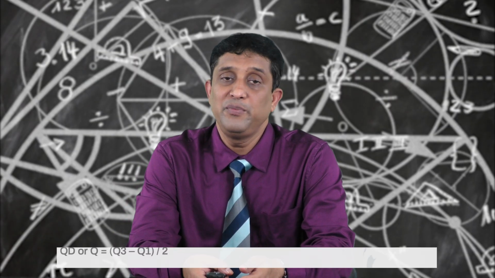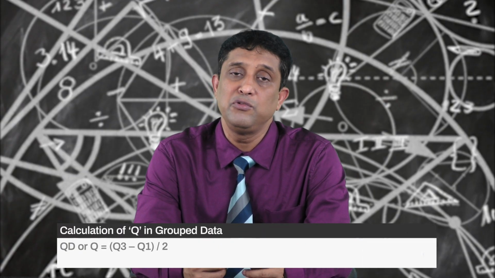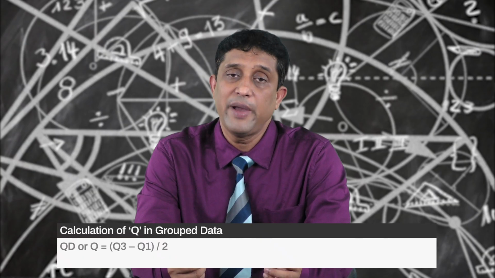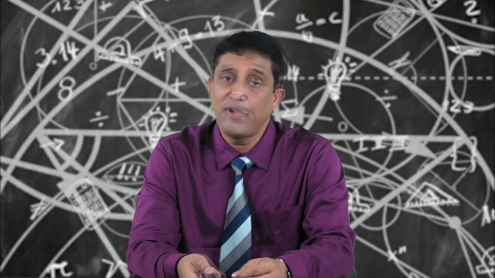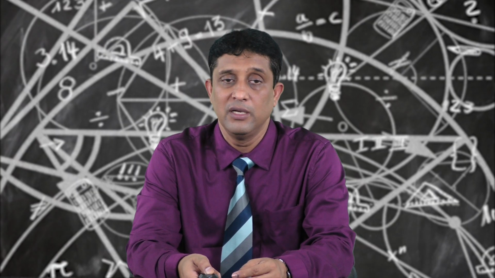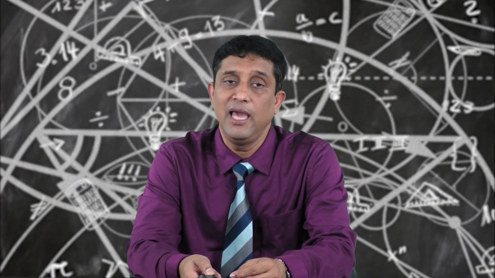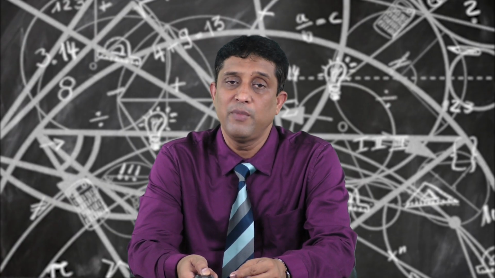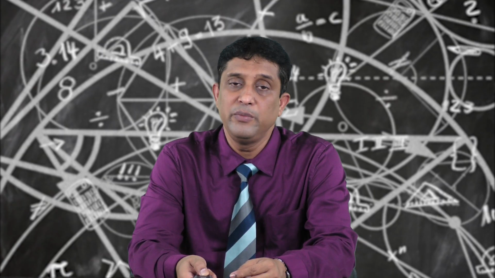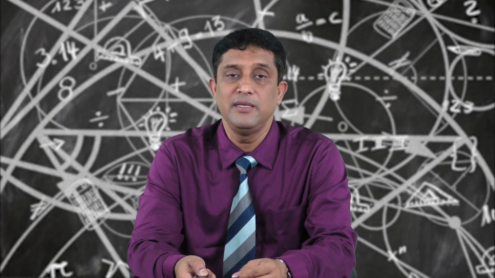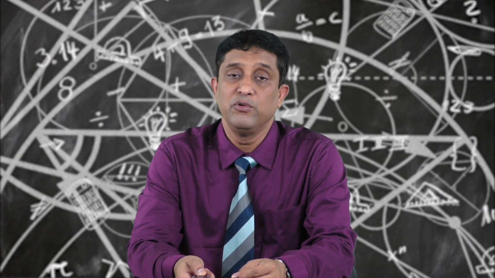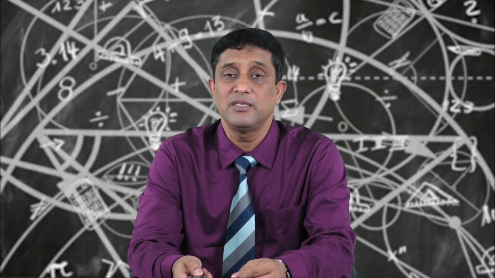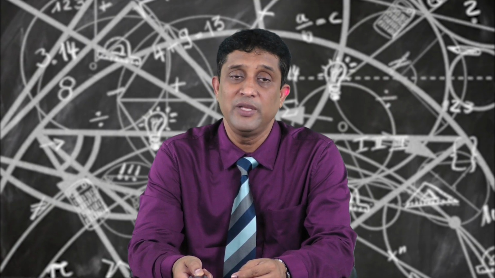You see the formula is the same. QD, quartile deviation, or Q is equal to Q3 minus Q1 divided by 2. What you have to do is calculate Q1. The formula of Q1 is L plus N by 4 minus cumulative frequency below the first quartile class, this is CFQB, upon FQ, the frequency of the first quartile class, into CI, the size of the class.